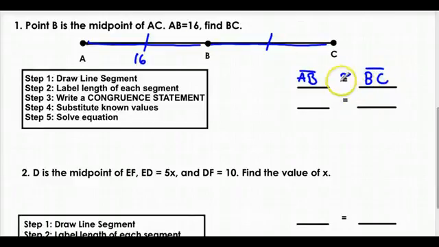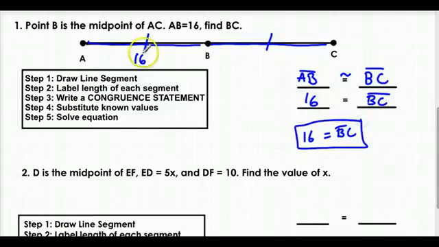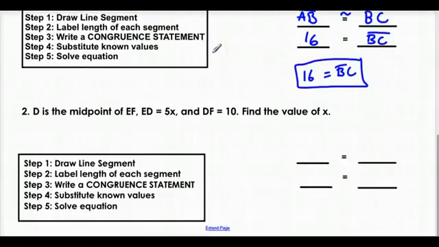We substitute the known values. So if I know that AB is 16, I'm just going to write that here. And we know 16 is equal to the length of BC. And that is how you solve this. So the length of line segment BC is just 16. Because if this is 16, then we know this has to be 16, because B is the midpoint, cut in half. You got it. Next part.